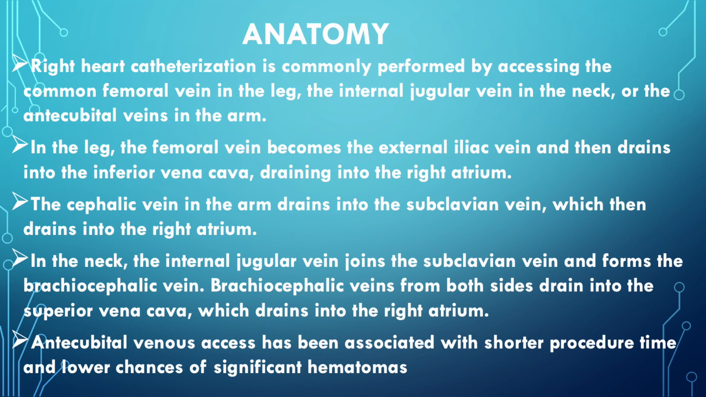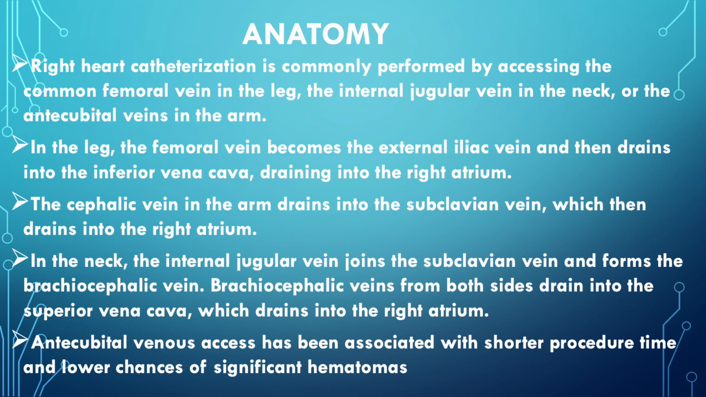To understand how we can do any procedure, we have to know the anatomy of the procedure before starting. So right heart catheterization is commonly performed by accessing 3 sites: either the common femoral vein, the brachial veins, or the internal jugular vein.